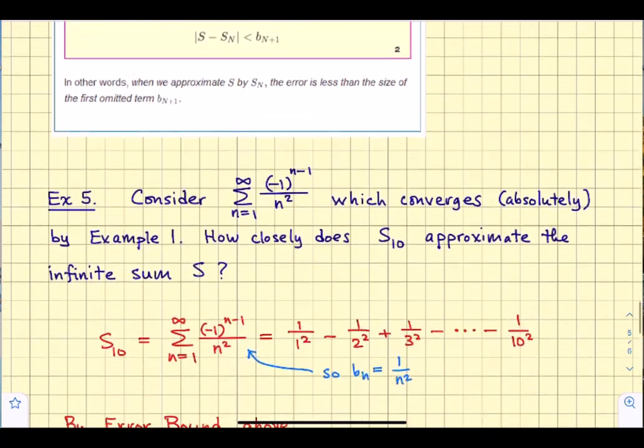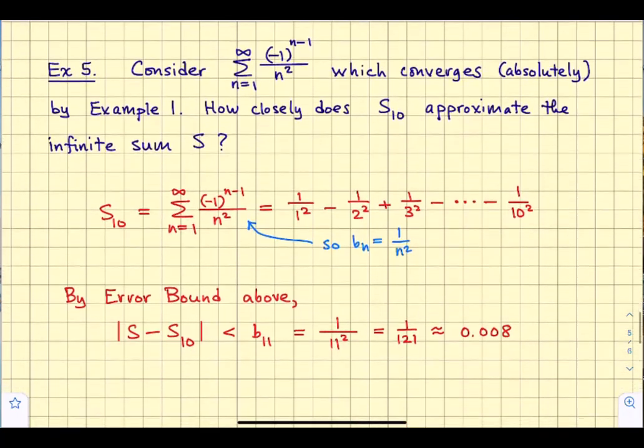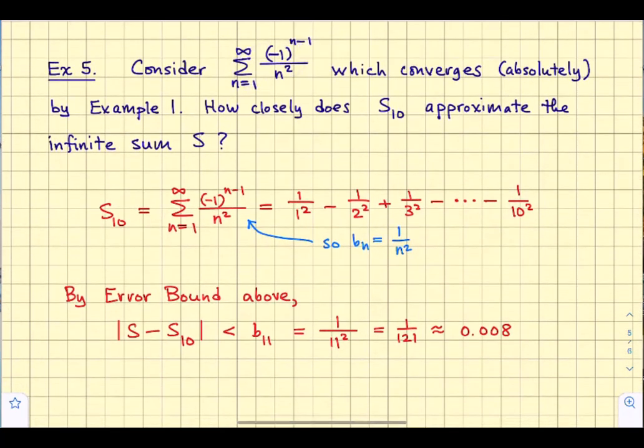As a practical example, let's look at this one. Let's take the same series we've been using earlier: the sum from n equals 1 to infinity of minus 1 to the n minus 1 over n squared. We already showed that this converges absolutely in example 1. The question now is not about convergence or divergence, but hey, we know it converges. But if we were to take the 10th partial sum and use that to approximate the true sum, how far off could we be? What's the maximum error that you could have there?